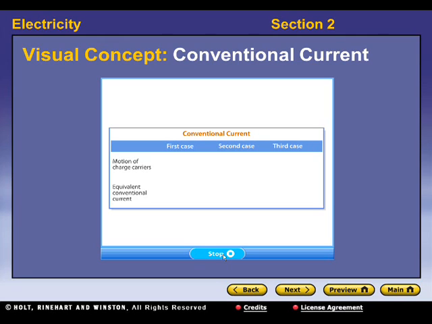So let's watch this one on conventional current. Electric current is the net flow of electric charge carriers from one point to another. The charge carriers can be negative, positive, or a combination of the two. Which is the case is not a concern for most applications. For this reason, scientists have chosen to treat most electric currents as if they were entirely due to the movement of positive charges. This equivalent current is referred to as conventional current.